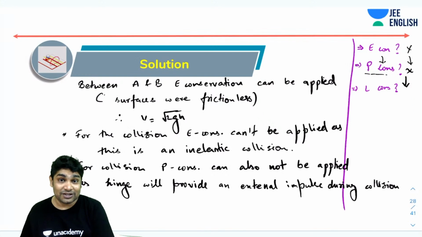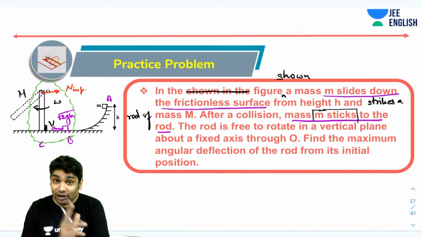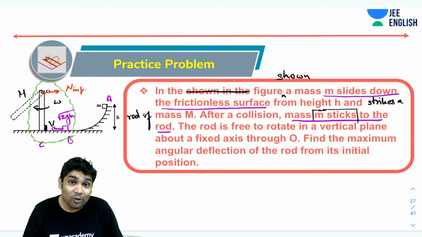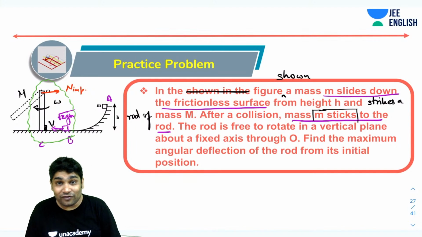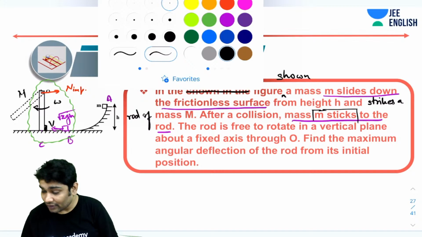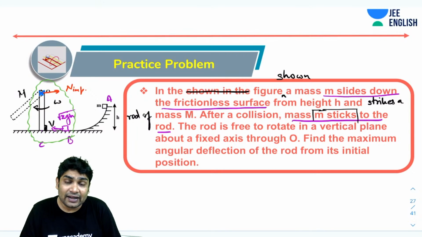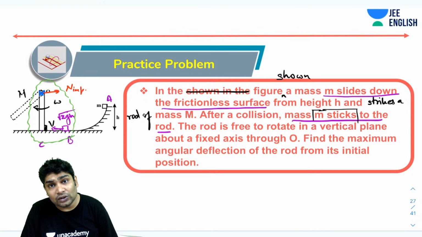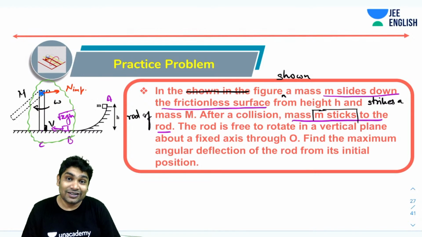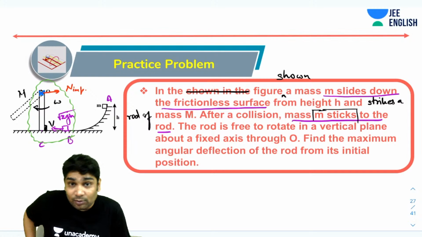Now, can angular momentum conservation be applied? If you remember, angular momentum conservation can be applied about any point about which there is no external impulsive torque, right? Can you find such a point? Yes, you can. About O. There is only one external impulse that I'm getting, and that is passing through O. So obviously, about O, there will be no external impulsive torque. If I take any point about which this external impulse is passing, about that point there will be no external impulsive torque. So yes, about such a point, angular momentum conservation can be applied.